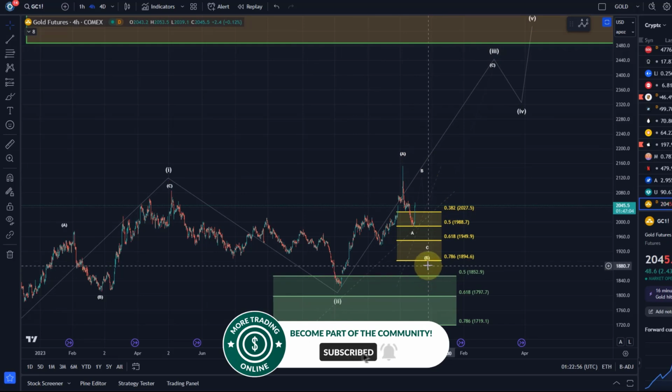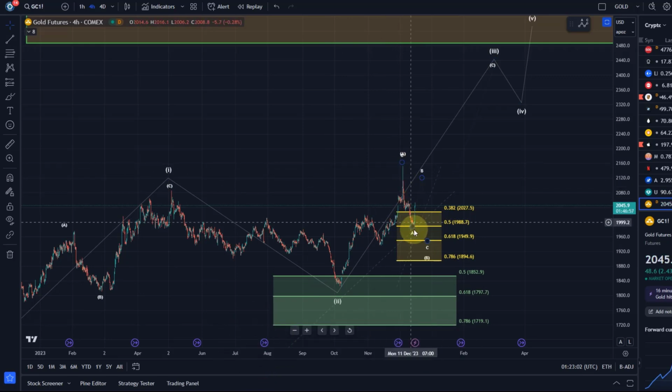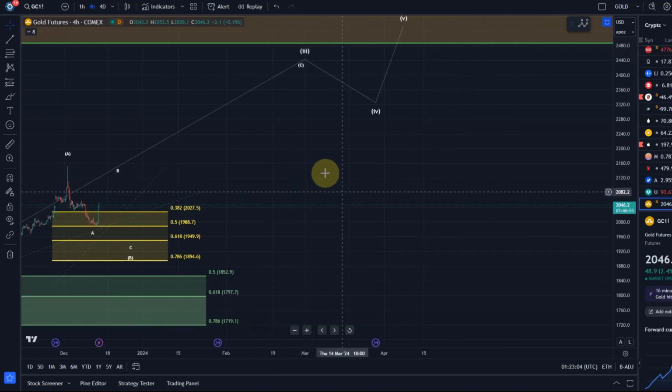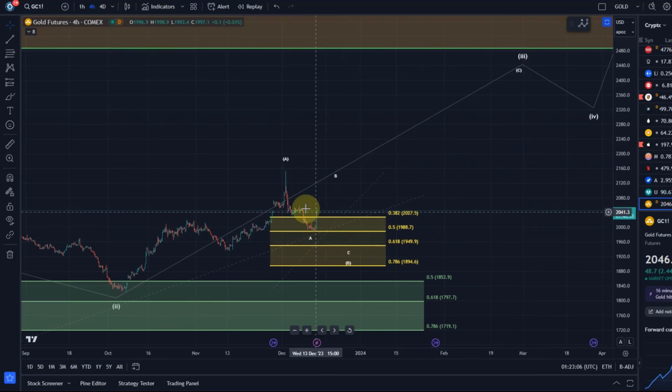I will have to change my perspective only below 1894. So in that this is an A wave, we pulled back in a B wave, and well, that B wave is likely still in the making, but from somewhere here in this support region, the C wave should start. Is it the start of the C wave? I don't have enough evidence for that yet.